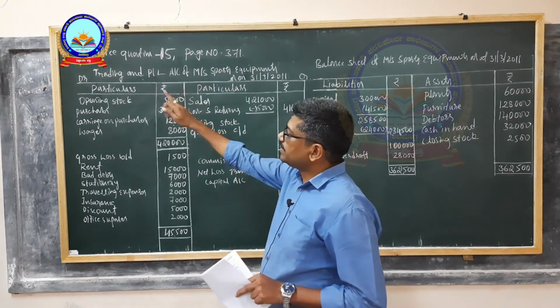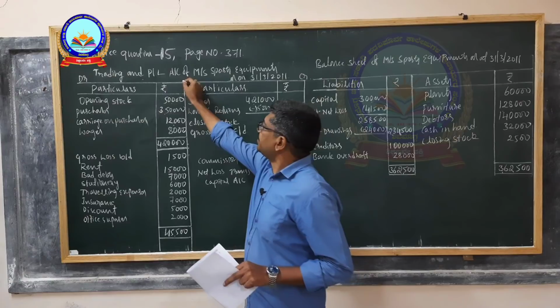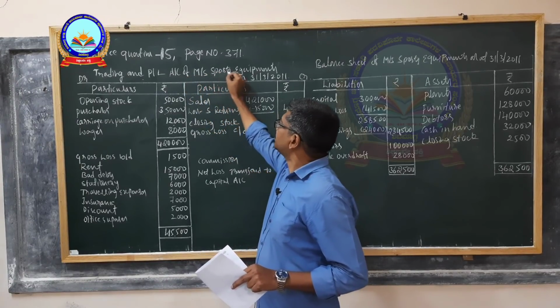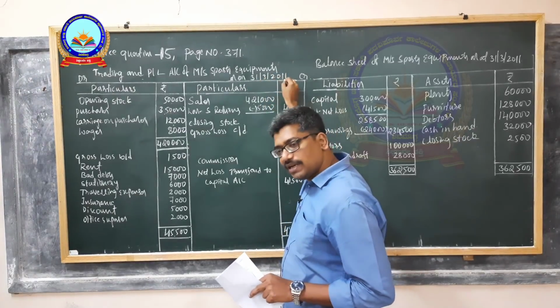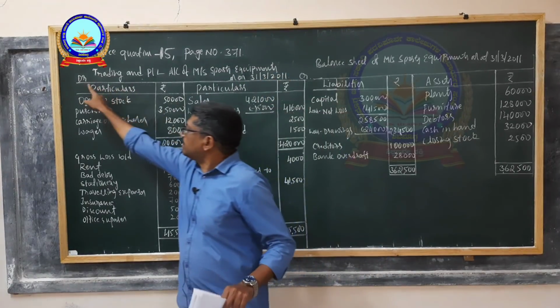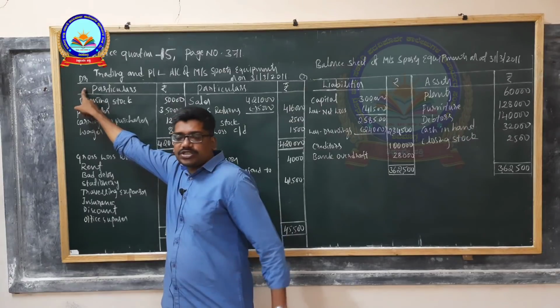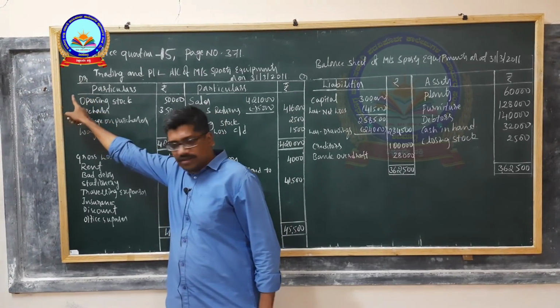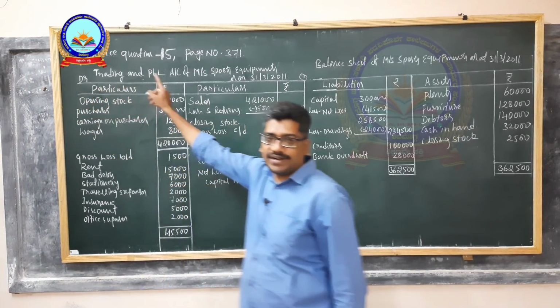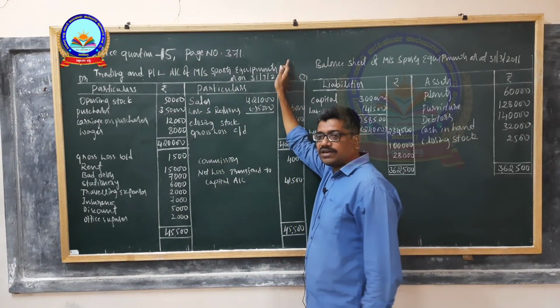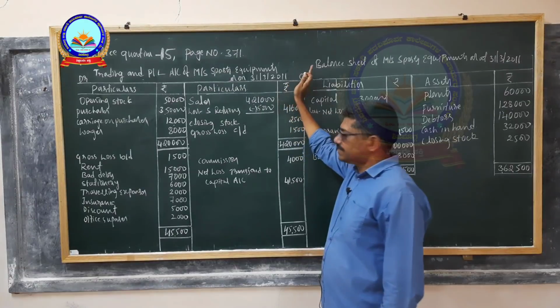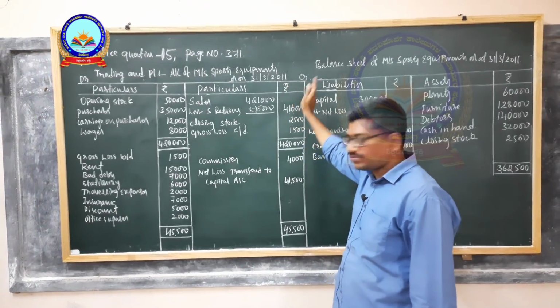On the top of that you have to write trading and profit and loss account of Mrs. Sports Equipments as on 31st March 2011. So here on the topmost corner of the left side you have to write a DR. DR stands for a debit, and topmost corner in the right side you have to write a CR. CR stands for a credit.